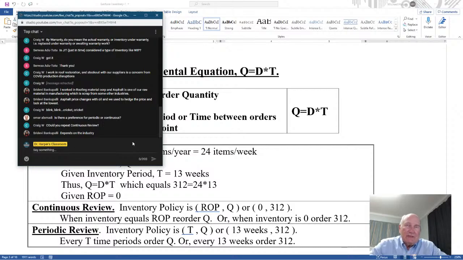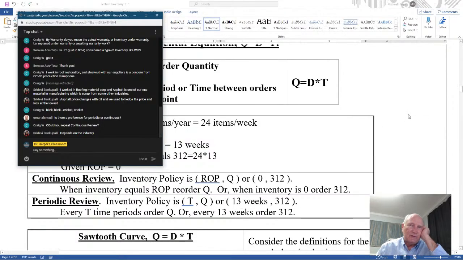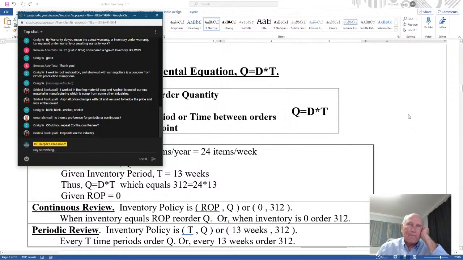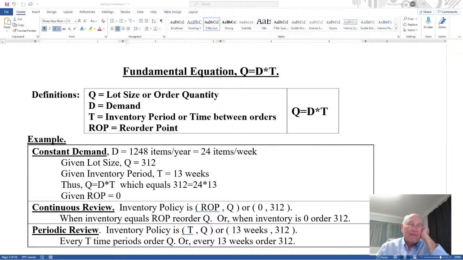Could you repeat continuous? Yeah, a lot of continuous review is automated. So it'll automatically order as soon as it hits ROP. A person doesn't order, it'll automatically just submit the orders. And it's in the contract. We will automatically do it.